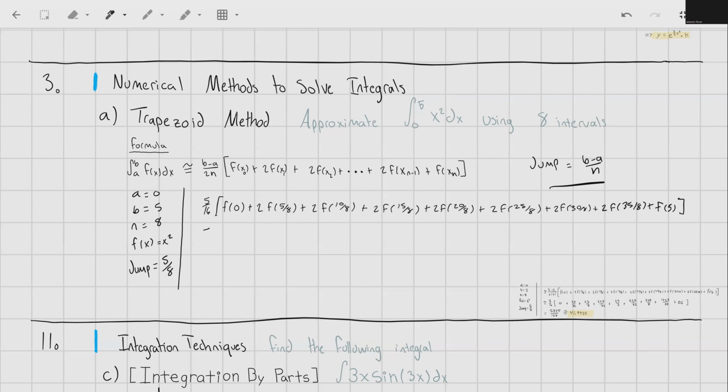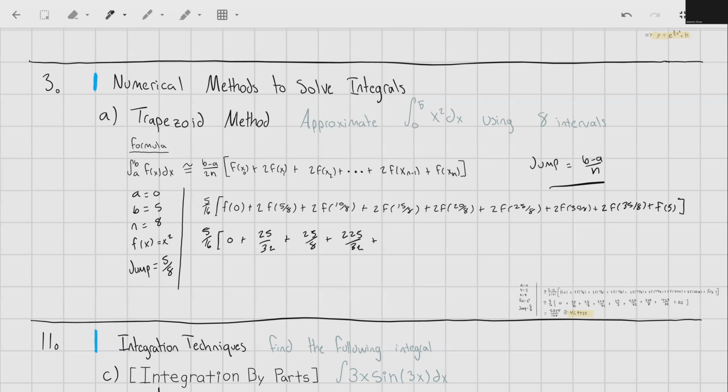When you simplify this, it becomes 5 over 16. F of 0 is just a 0 when you plug in 0 for the f of x. And then we get 25 over 32. Next one is 25 over 8. And then we have 625 over 32. Or no, we have 225 over 32. And then 25 over 2.